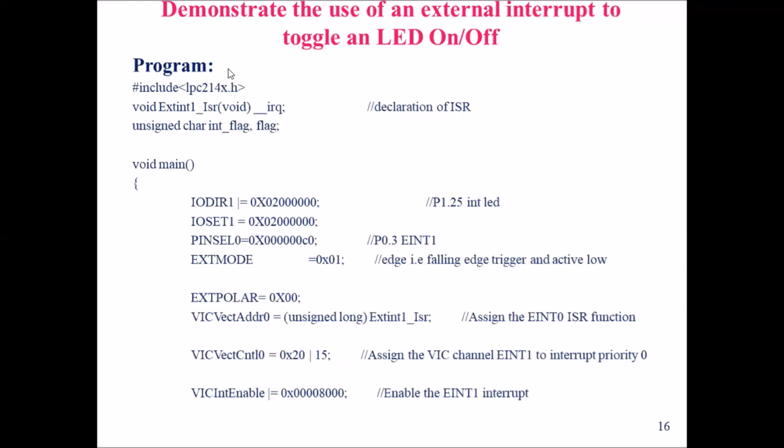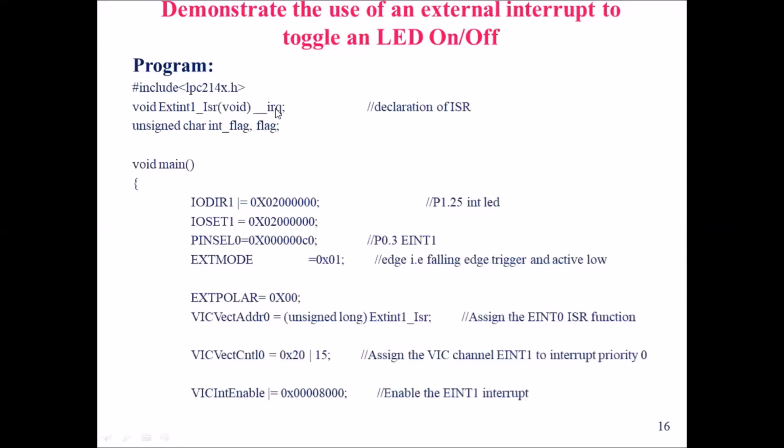In this program, I'm using a header file called LPC214x.h, where x can be 2, 4, or 8. In our lab we are using LPC2148. All the predefined registers, such as IODIR, IOSET, and pin select, are configured in the LPC214x.h header file. That's why I'm including that header file at the start of the program. Then I'm declaring the IRQ function. The return type is void, the function name is EXTINT1_ISR, and the parameter type is void. Then double underscore IRQ.